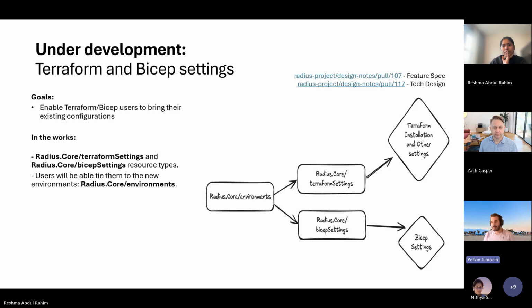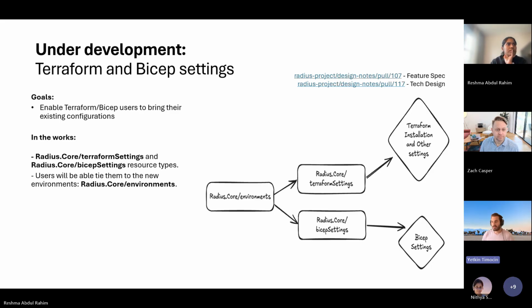For this purpose, we are building Radius.core Terraform settings and Bicep settings resource types. As you can see, I've attached the links to the feature spec and the design document so that you can take a look and leave your comments if you would like.